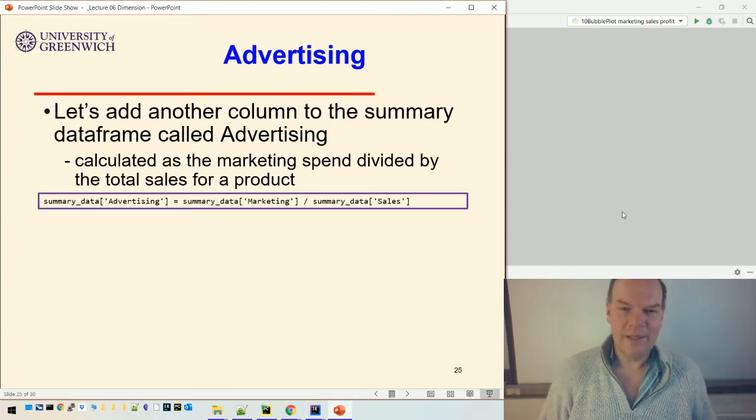The terms advertising and marketing can be used to mean exactly the same thing. In this sense, what I mean by advertising is the amount spent on marketing per unit. So in order to do that, I just take the marketing spend and divide it by the total sales for the product. So for every product that I sell, what's the marketing spend for that particular product to sell?